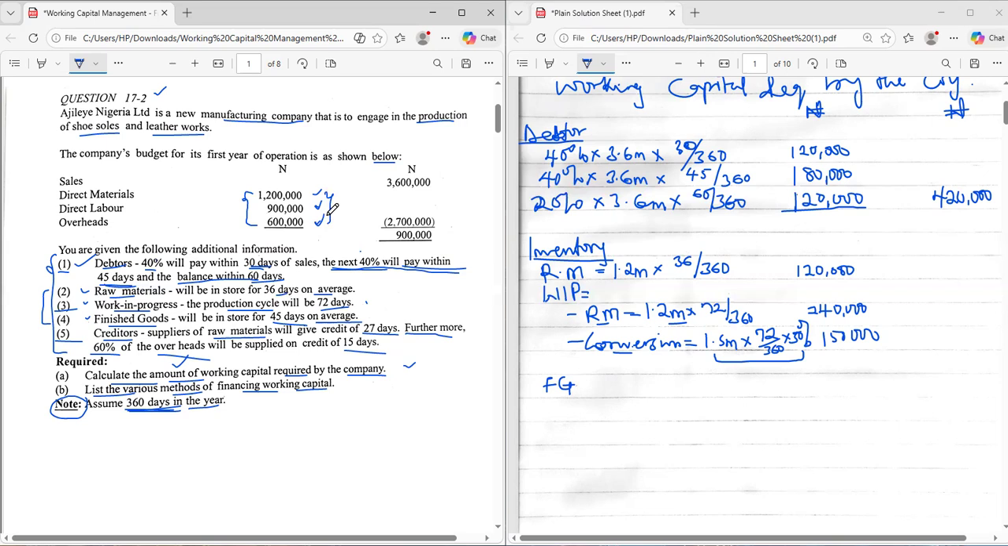So help me add 1.2, 0.9, and 0.6. 2.7. So just do it, 2.7 million. How many days? 45 days. Help me do it like this, divided by 360. Help me with the answer.